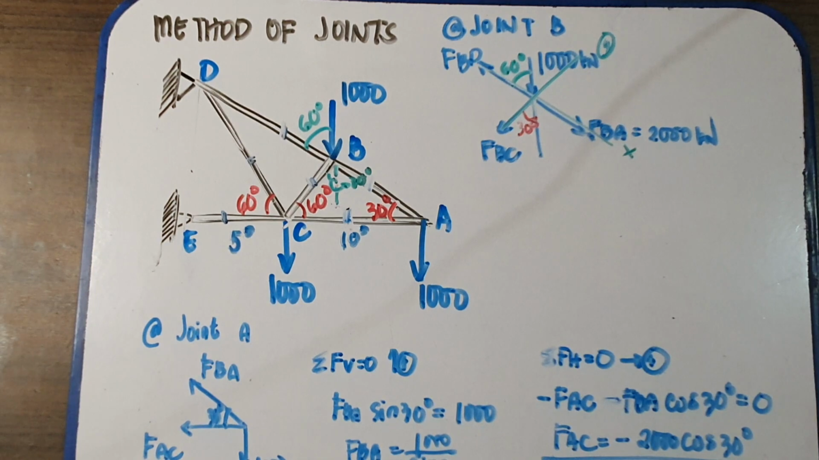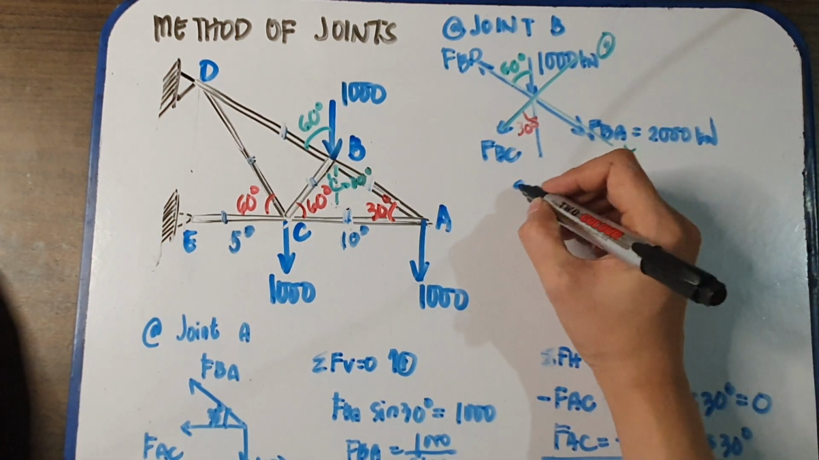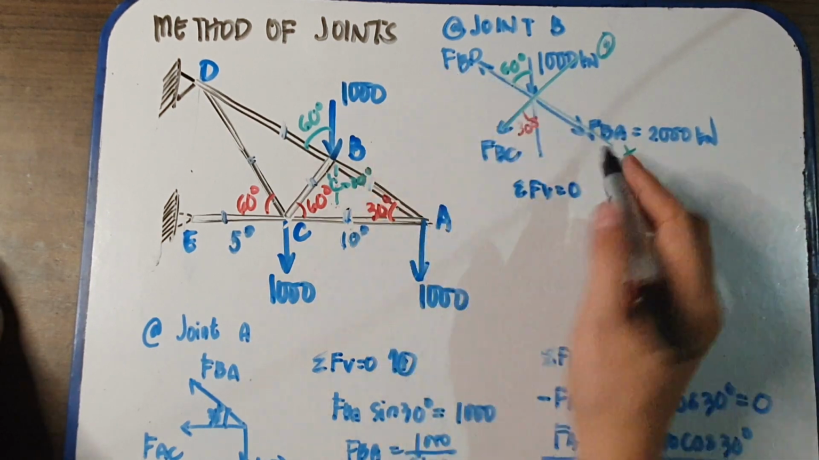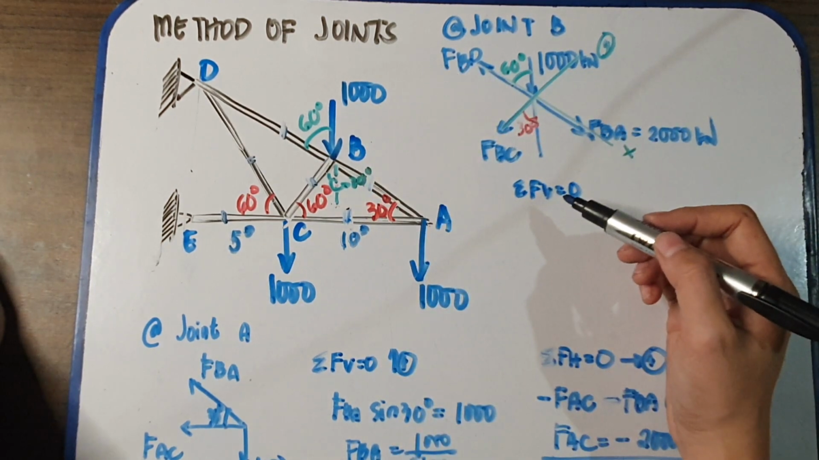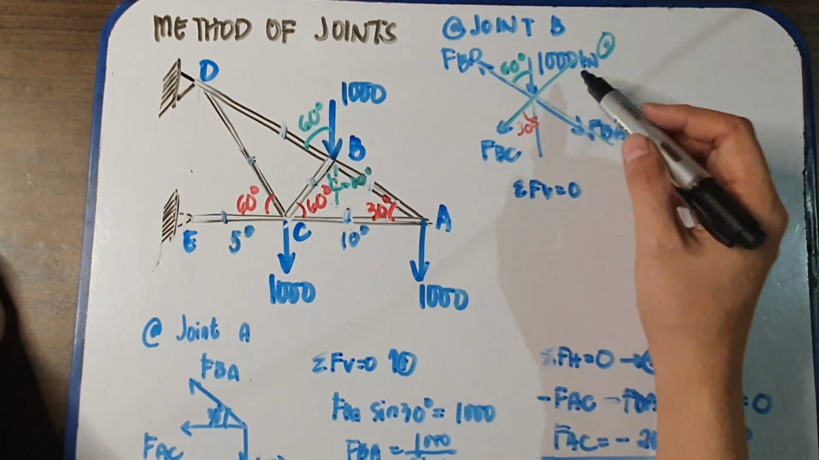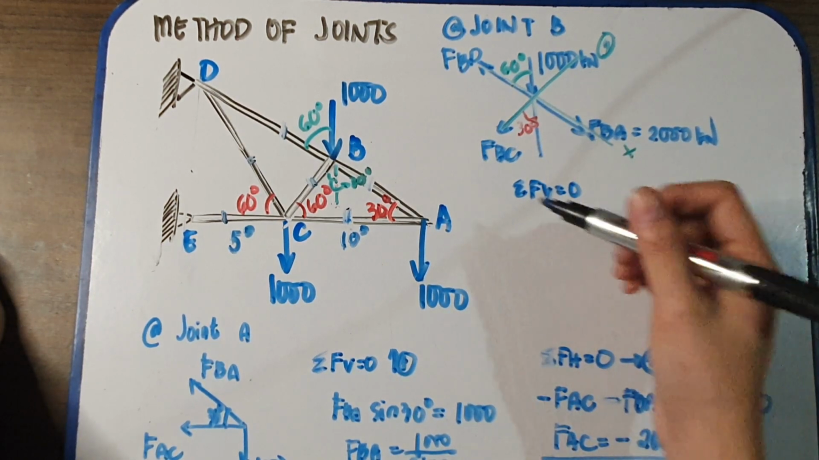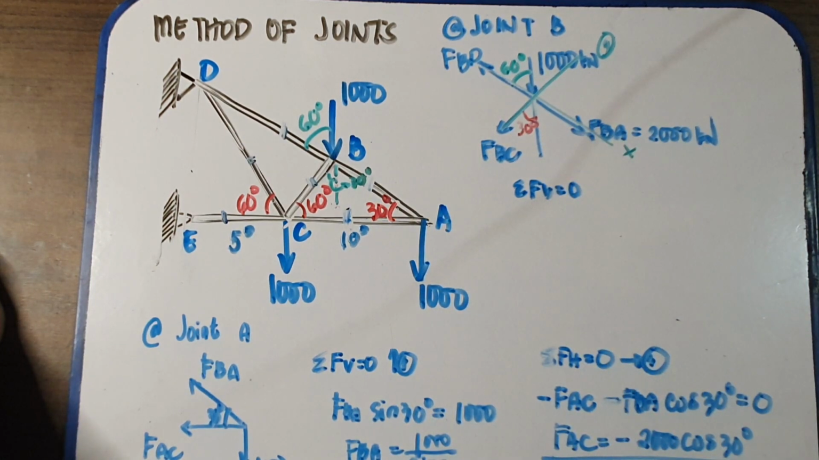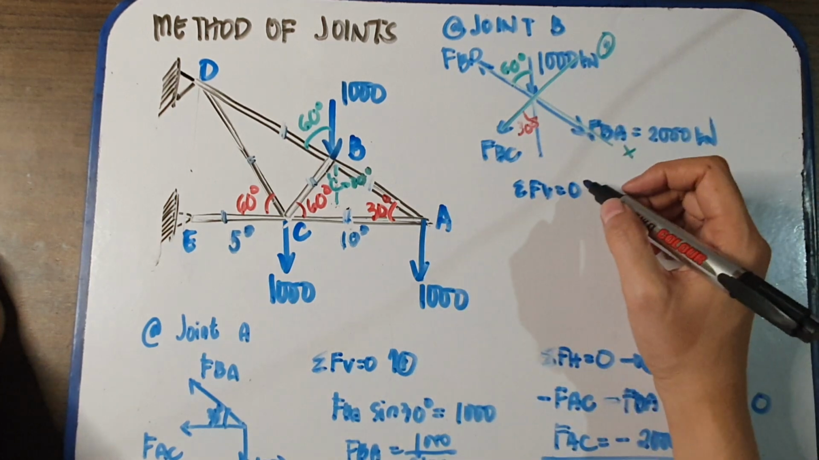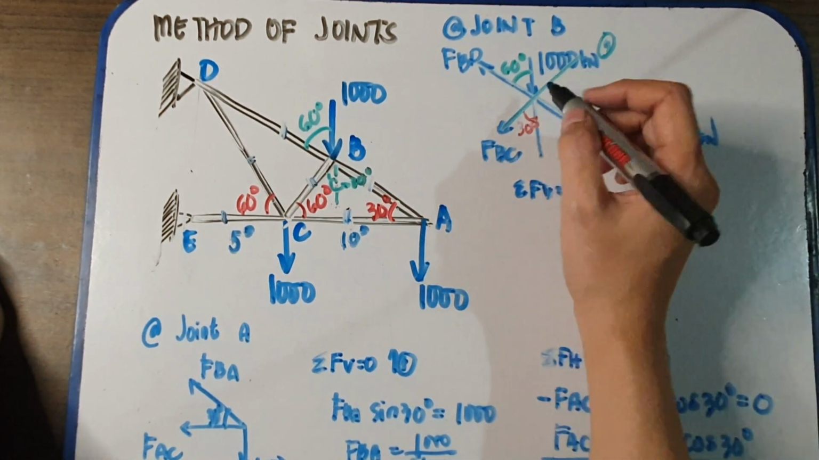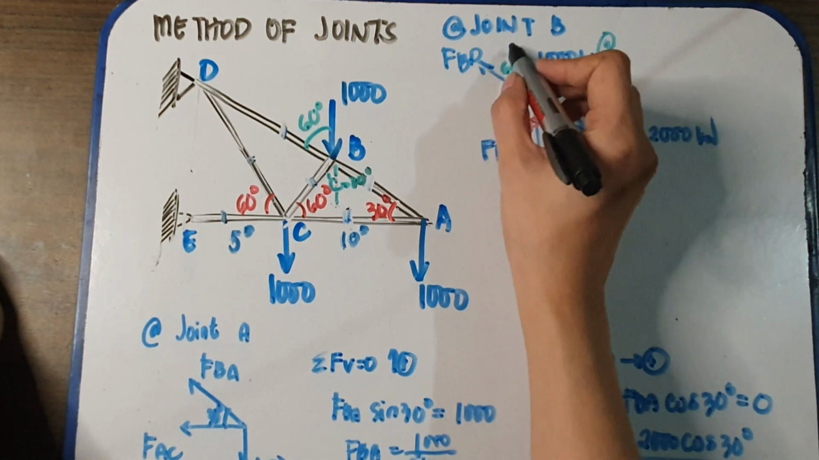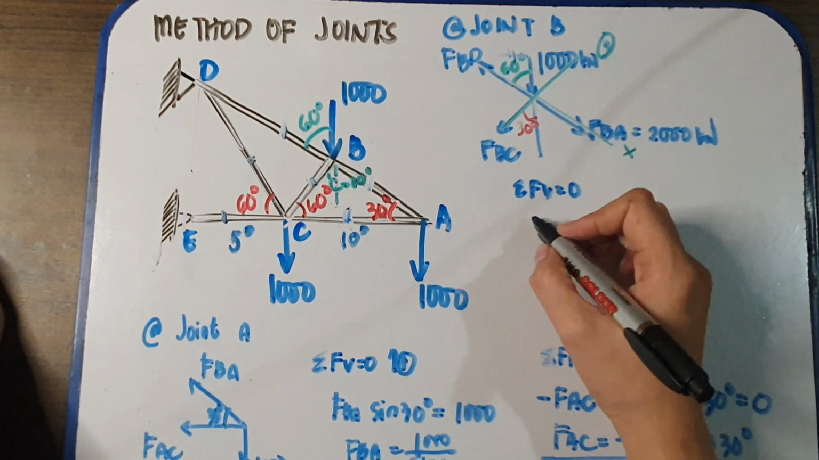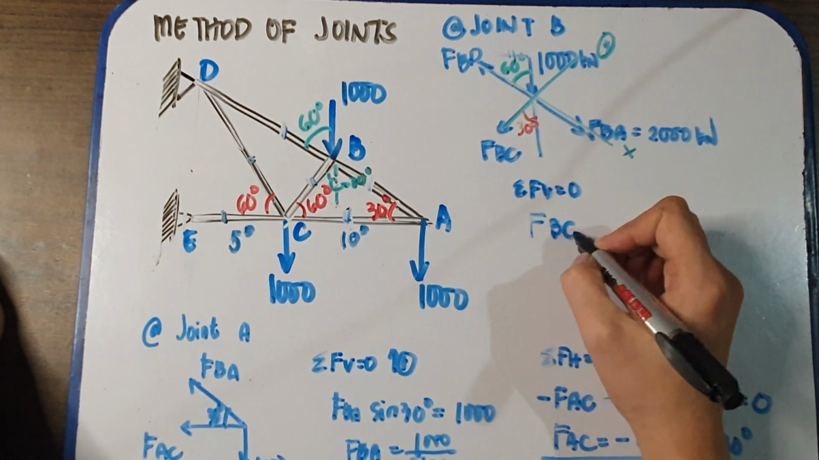So, pwede ko mag-summation forces vertical. So, summation forces vertical is equal to 0. Kasi ito ay X, ito na yung Y. So, ibig sabihin, magkakaroon lang tayo ng FBC and then yung 1,000 dyan. So, 1,000 with cosine of 60 degrees, diba? So, sine of 60 degrees, sorry. Hindi cosine, 60. Kasi ito yun, sine yan. Okay? So, we have a force BC.